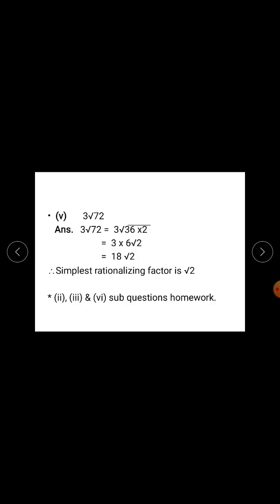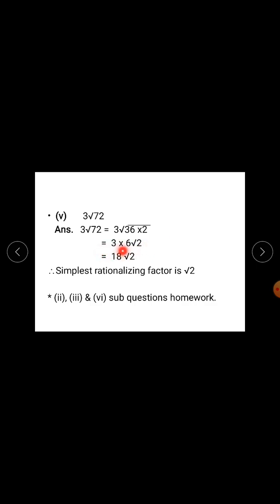Fifth sub question. 3 root 72. Solution. 3 root 72 equals 3 into 72, we can write 72 as 36 into 2. 36 2s are 72 and here 36 is a perfect square. So 3 root 72 equals 3 into root of 36 into 2, this 3 as it is, and root 36 means 6, and this root 2.